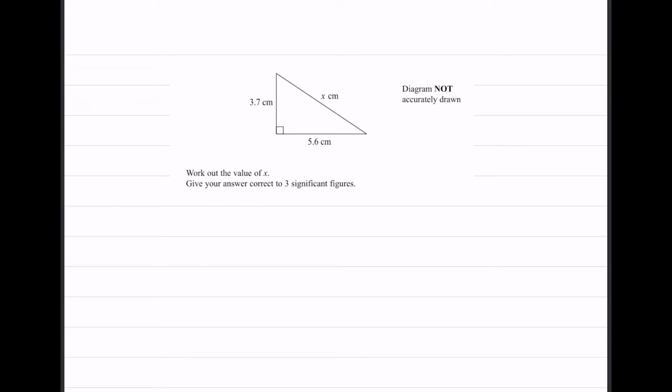If we look at our first question, it says, work out the value of x and give your answer correct to three significant figures. So three significant figures, we know that we need to round to three decimal places. We have a right angle triangle, and the side that we're looking for is x, and that is the hypotenuse. It's the longest side of the triangle, and it's the side opposite the right angle.